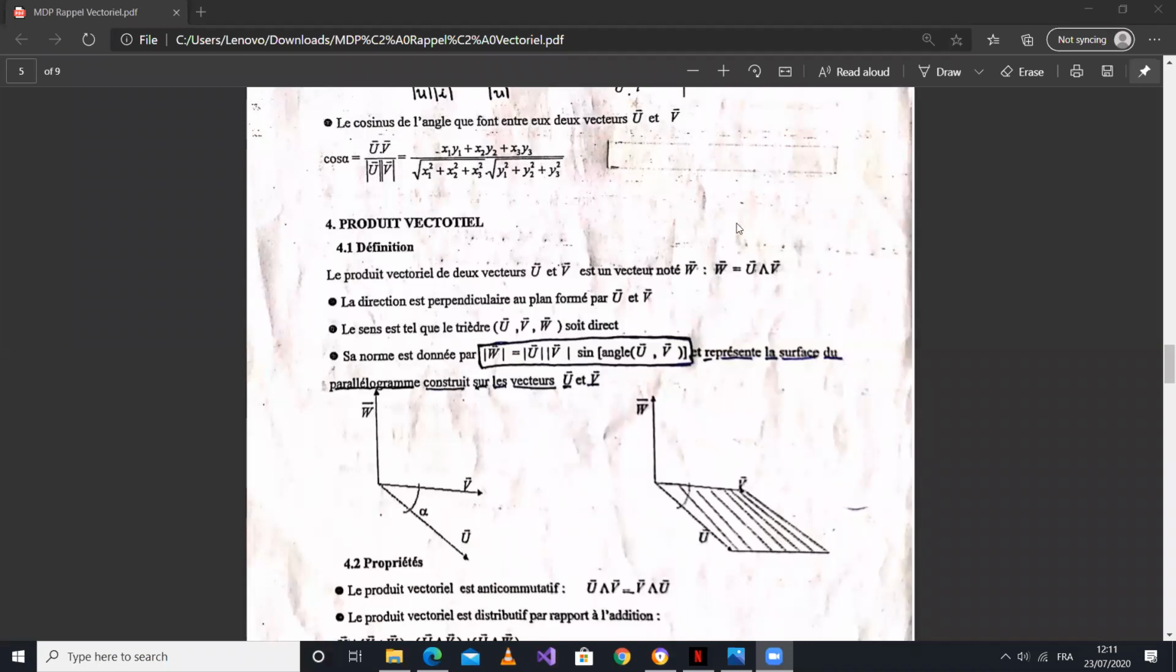Does it mean that they form three dimensions? Yes, yes. It means the three of them put together become three-dimensional.